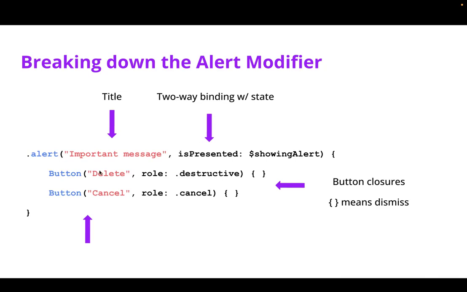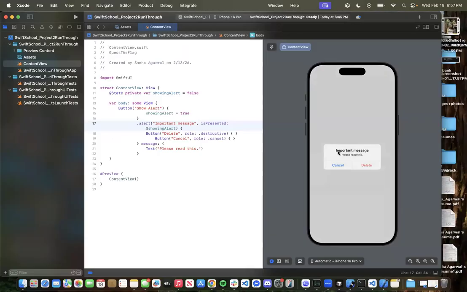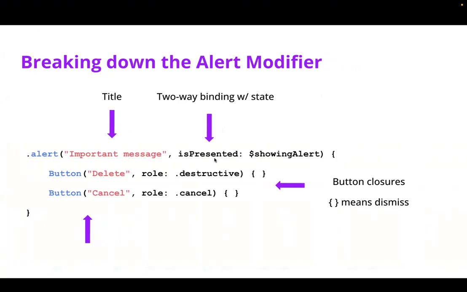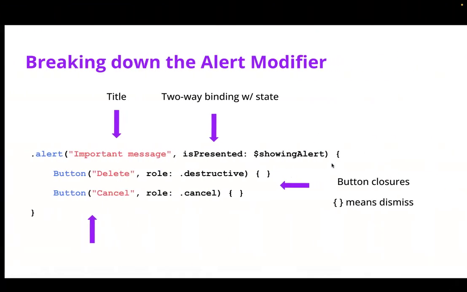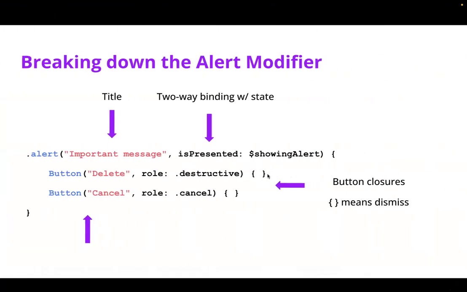So just really quick, breaking down the alert modifier. Initially we're going to define the title of our alert, which, if we look again, is this header title in bold, important message. Then we're going to define the variable state that we want to watch to decide whether we're showing our alert or not. In this case, it's just called showing alert. And then inside, we're going to define what our two buttons are. In this case, we can see it's delete and cancel.